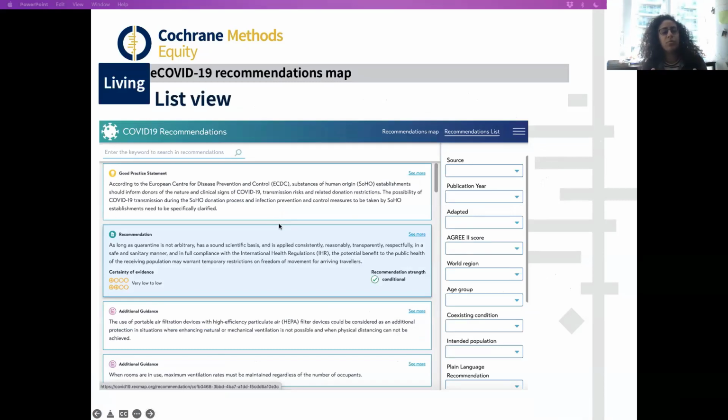There are 2 options for you to find COVID-19 recommendations in the RecMap. You can go through a list view, where all the recommendations are listed. You can use the search bar on the top left to search for anything specific you're interested in, or you can use the filters on the right. We have a long list of filters. You can narrow your search and identify specific recommendations of interest on COVID-19.